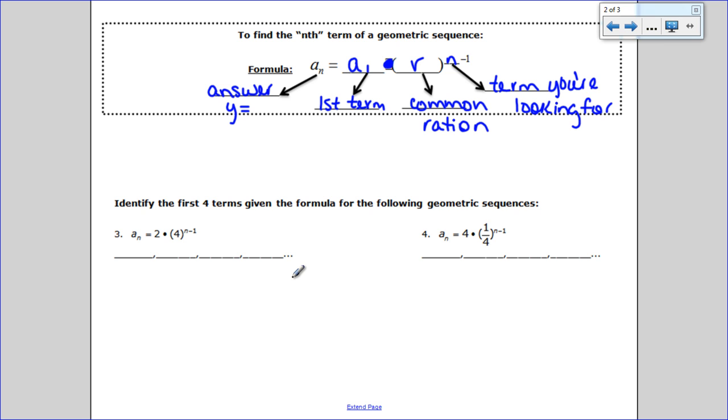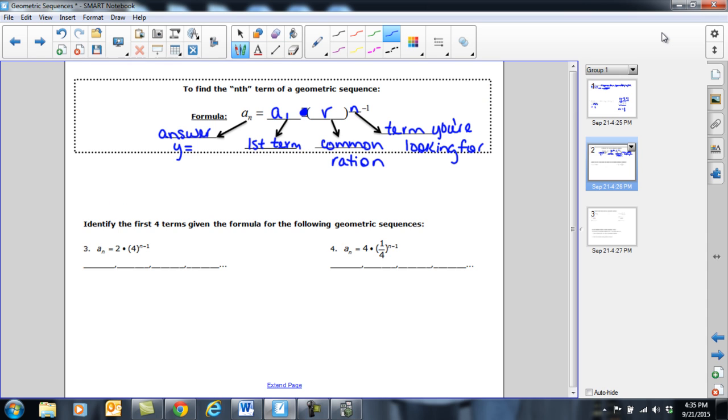The first couple of questions say to identify the first 4 terms given the formula for the following sequences, and then they give you a formula. Now there's a hard way and an easy way to do this. I'm going to show you the easiest way. What I need you to do is find your calculator and pull it out really quick. In a problem like this, when they give us the whole formula and they say a sub n is equal to 2 times 4 to the n minus 1, and I just want to find the first 4 terms, my calculator will do that for me.